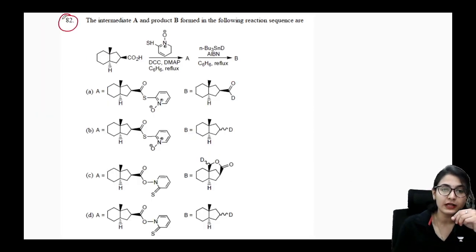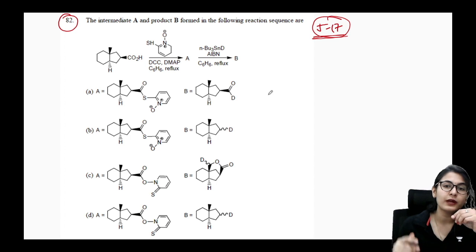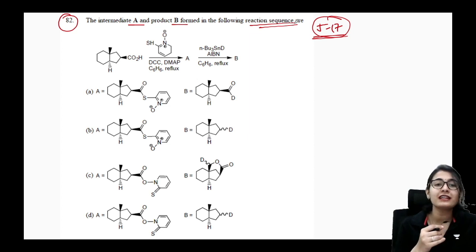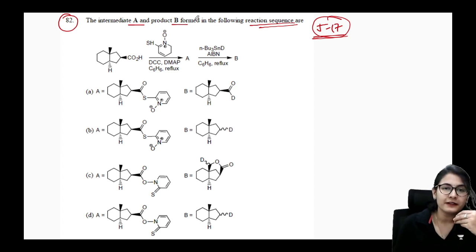Moving onwards to the next question, an awesome question from June 2017. These kinds of questions are very scary to look at, but they are so easy to do and very direct. Intermediates A and B formed in the following reaction sequence are. Guys, very recently we have done this question, so I hope that you try this by yourself. First thing, you have this oxygen going to attack on this carbonyl, with DCC and DMAP.